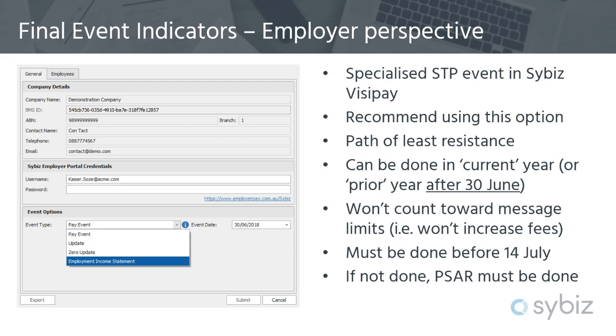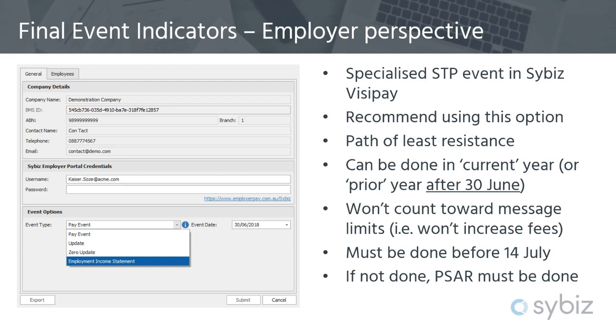It is the path of least resistance, and you do have the ability to do that in the current year, prior to rolling, or you can do it as a prior year report after rolling into the new financial year. But just a word on that: if you need to roll your payroll database before the 30th of June, and you therefore want to do your STP reporting as a prior financial year report, wait until after the 30th of June to do that. You may encounter an error message depending on what version you're on.